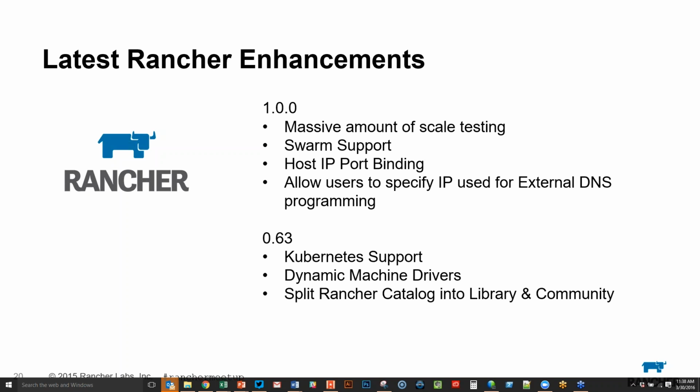We now have two separate GitHub repos. There's one that is kind of officially supported by us. Those are like the certified ones. And then there's the community, which is basically anybody can contribute there. And that's what we're seeing with a massive amount of catalog entries coming in.